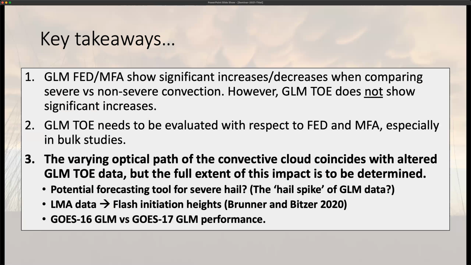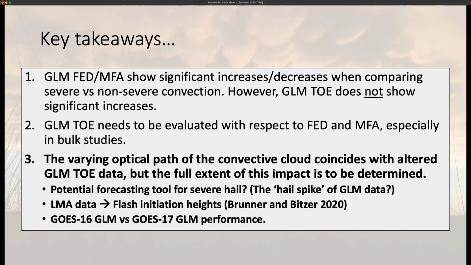And based upon your location to the satellite, you can then observe, okay, we're seeing less energy because the cloud is becoming more optically thick due to large hail. And that can then further increase a forecaster's confidence in that convective environment. It also can potentially be useful in cases of poor radar coverage, where FED remains high, but total optical energy suddenly drops during the period of maximum severity.